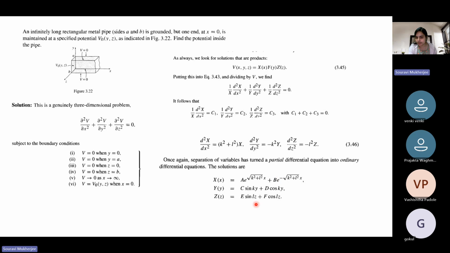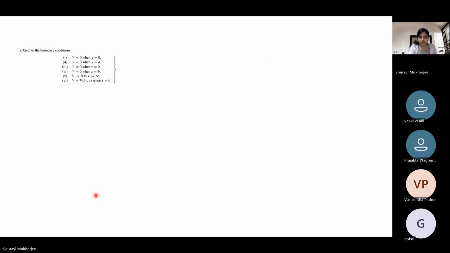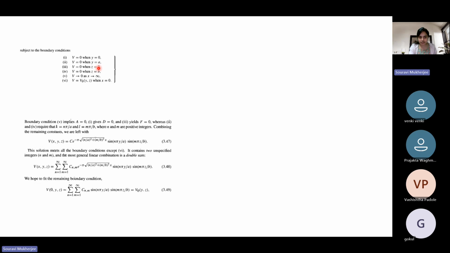So this is what you end up getting. So now the most general form would be to multiply all the three and then start applying the boundary condition, same as we did for the two-dimensional case. So using this boundary condition, again, if you apply, okay, this is what you will end up getting.